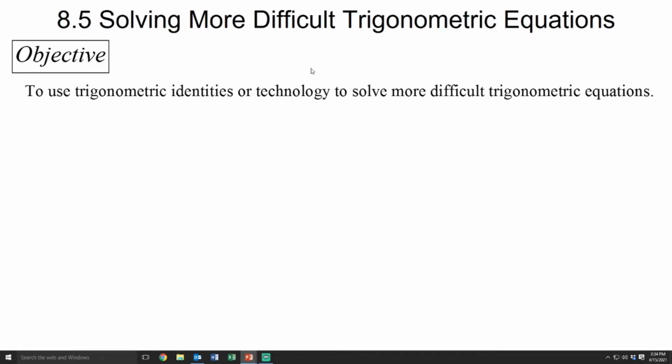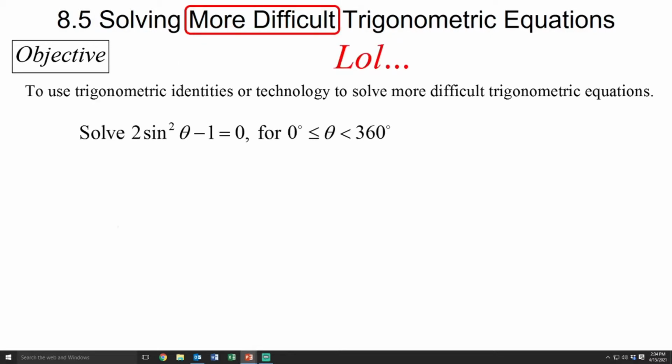Okay, this is our last section in Chapter 8. And this is 8.5, Solving More Difficult Trigonometric Equations. And when I see "more difficult," I kind of laugh out loud, because they're trigonometric equations, all right? So if you can solve an algebraic equation, you can do the first steps in solving a trigonometric equation. And then solve for the angle. That's just Chapter 7, which you guys are experts at. So really, more difficult, they're all pretty easy.